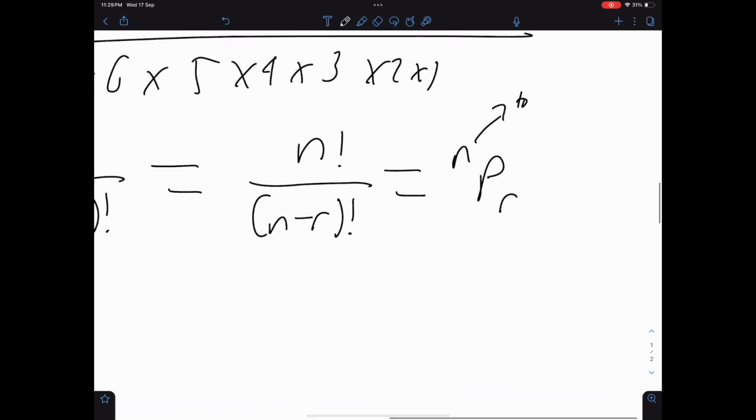Total number of people, number of spots.